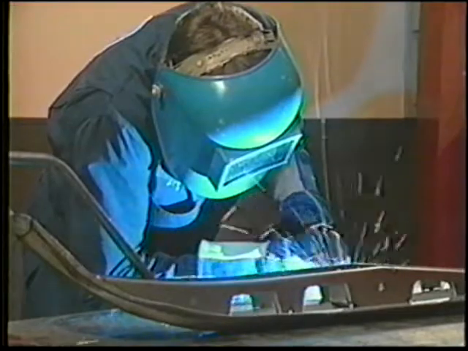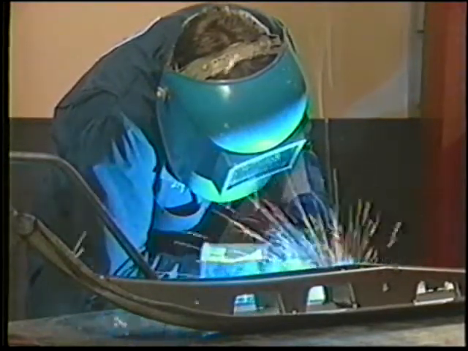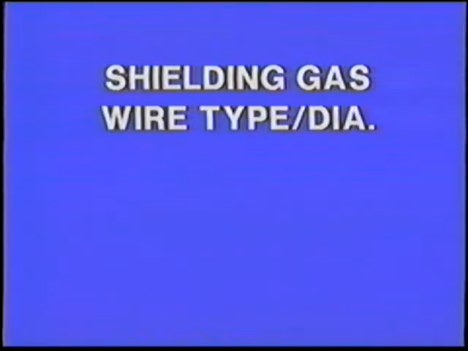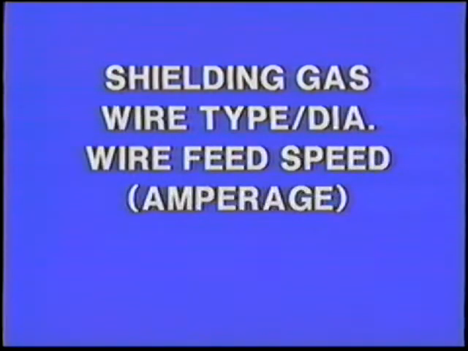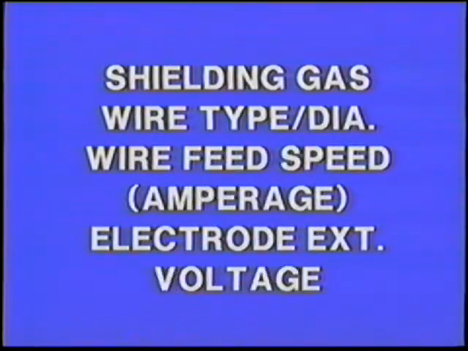Gas metal arc welding is often referred to as MIG welding, which stands for metal inert gas. The main variables that affect the type of metal transfer include shielding gas, wire type and diameter, wire feed speed, electrode extension, and voltage. We'll discuss these variables as they apply to the various metal transfers.